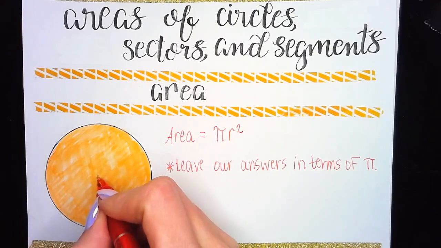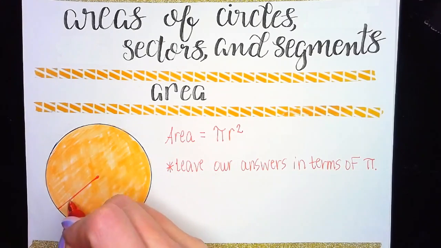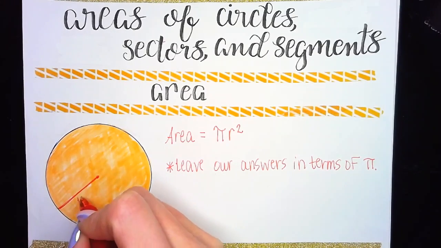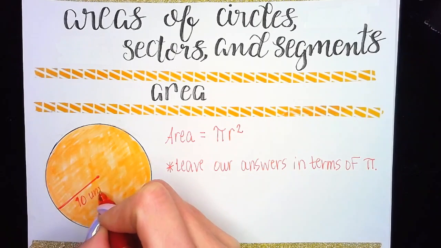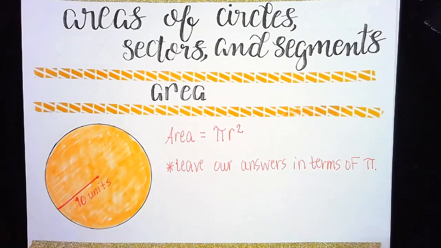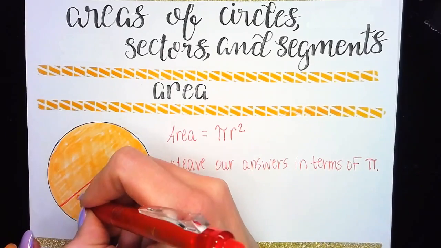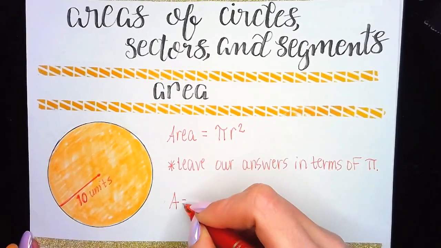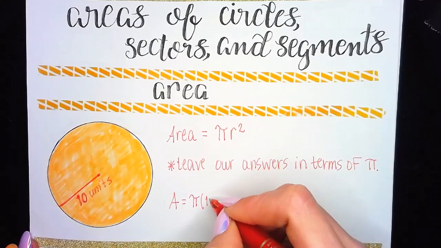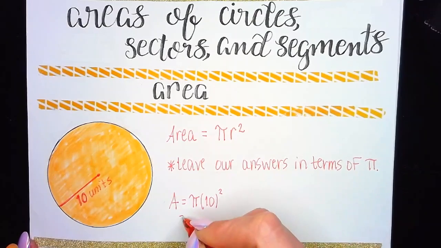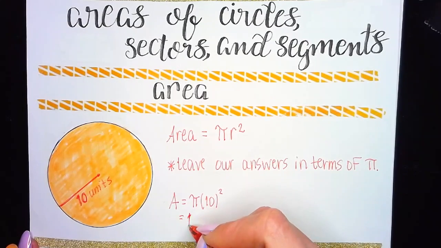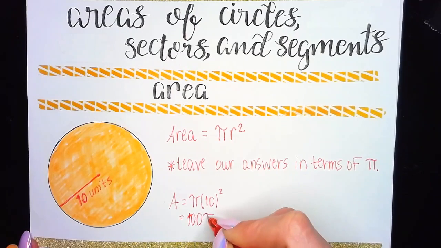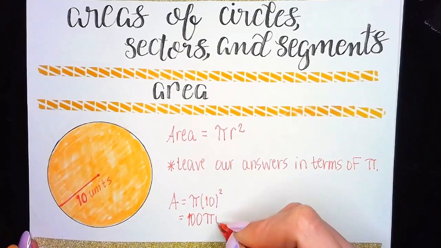If my radius were 10 units, whatever those units are, you make up your own unit, whatever you want. 10 units, okay. Well, then my area will be pi times 10 squared, which is 100 pi units squared.